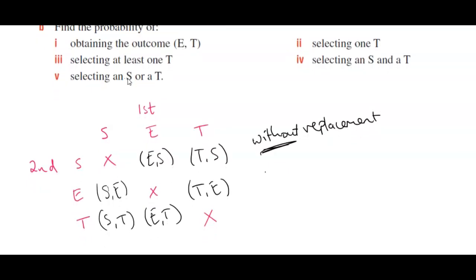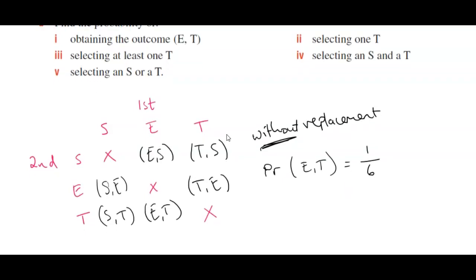Okay, question B, find the probability of obtaining the outcome ET. So we want the probability of ET. And we can see it, where is it? Here. So it's only once. And how many possible outcomes do we have? We've got 1, 2, 3, 4, 5, 6. We don't include the ones that we've crossed out. So just the outcomes that are there.